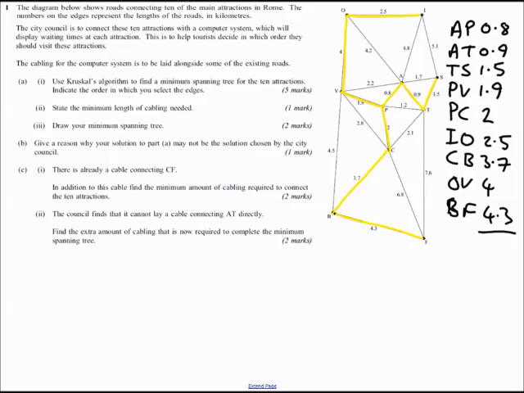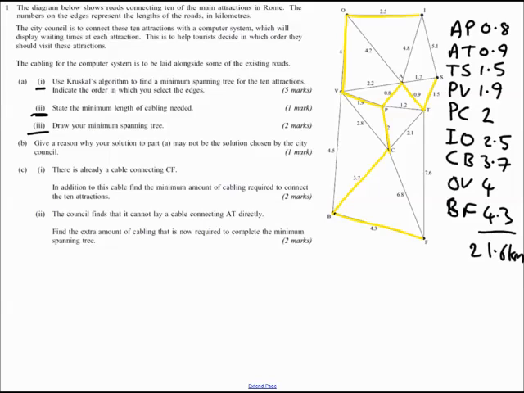So that's the first question. Now the next one, state the minimum length of cabling needed. That comes out to 21.6 kilometers. Let's not forget our units. And finally, it says draw your minimum spanning tree.